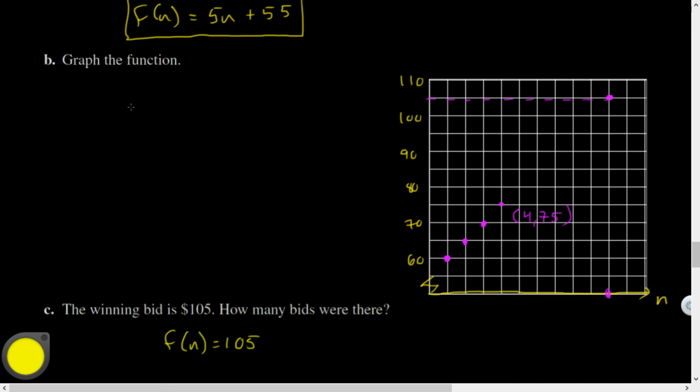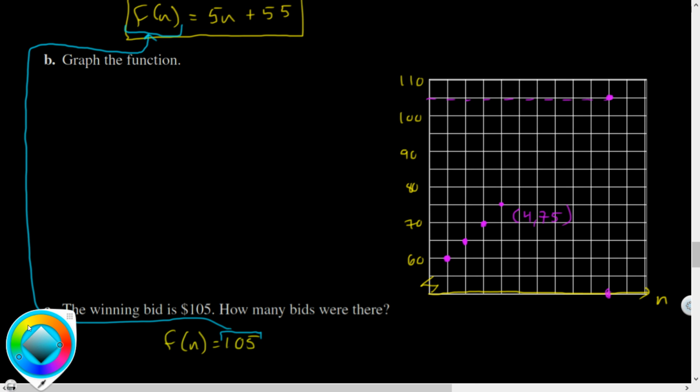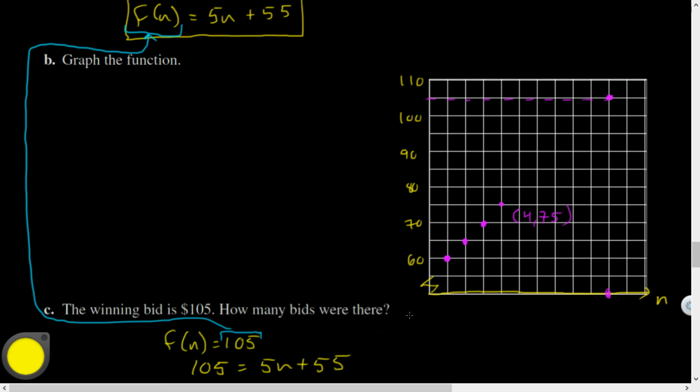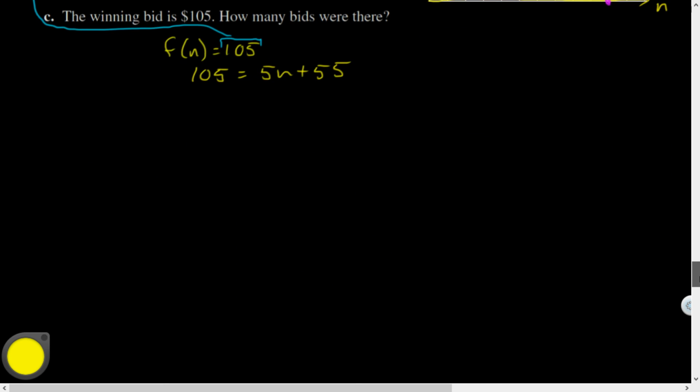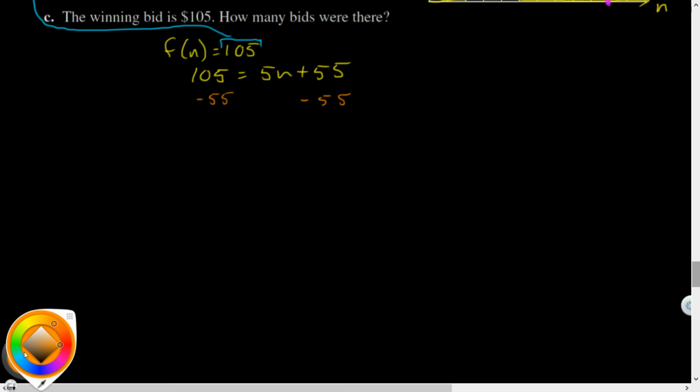So let's plug 105 into this function. Here, I'll even write that down. Substitute right in here, for the entire thing. I'm not plugging it in for n, I'm plugging it in for the output. So I'm going to have 105 equals 5n plus 55. So let's solve for n, and that's going to answer this question. So I'll subtract 55 from both sides. So that's going to be 50 equals 5n.